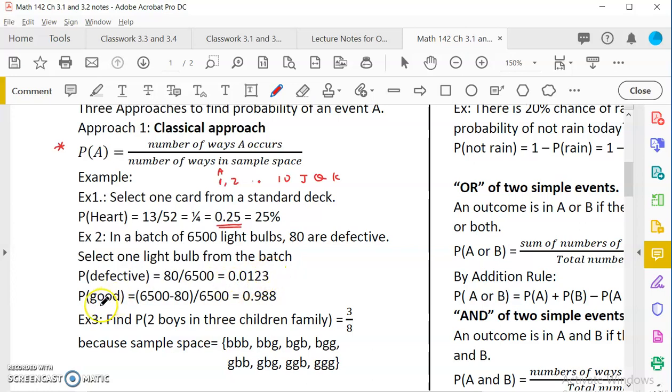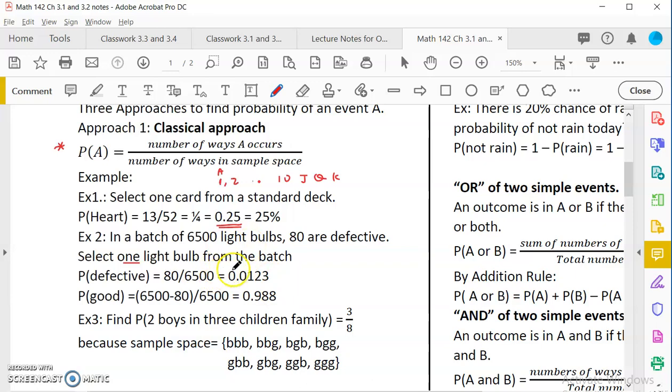What is the probability that you select one? Look carefully. You select one. You're not selecting all 80 or whatever. You select one. The probability that that one is good: how many are good? 6,500 minus 80 are the ones that fit the description of good. You divide it by the total, so that would be 0.988.